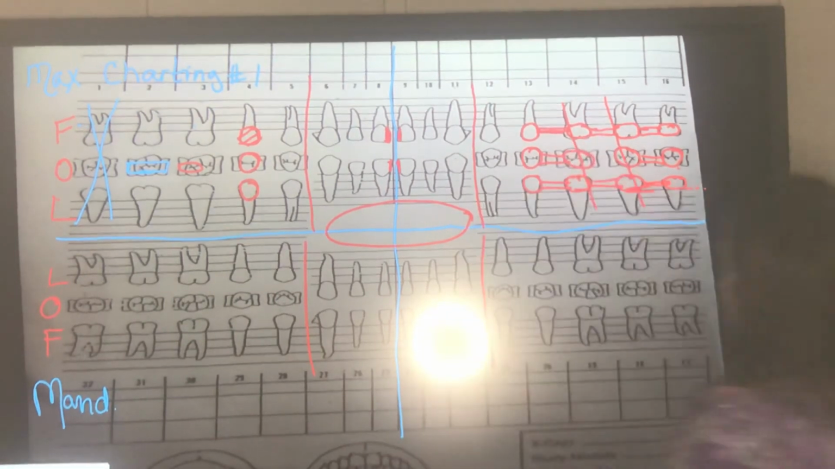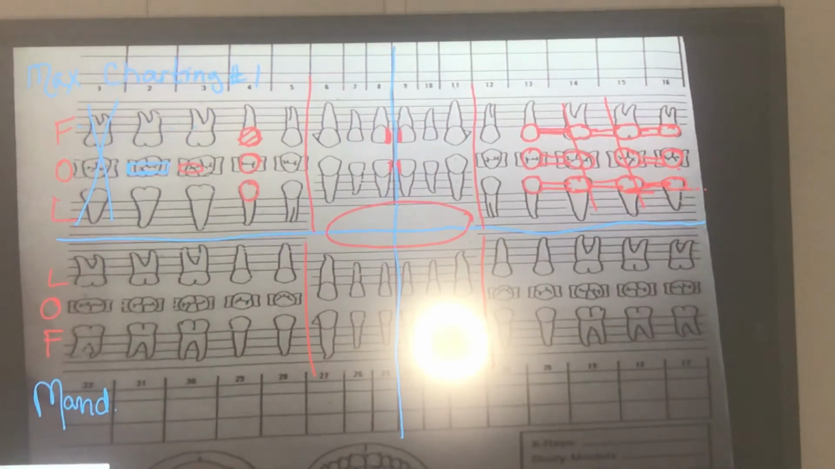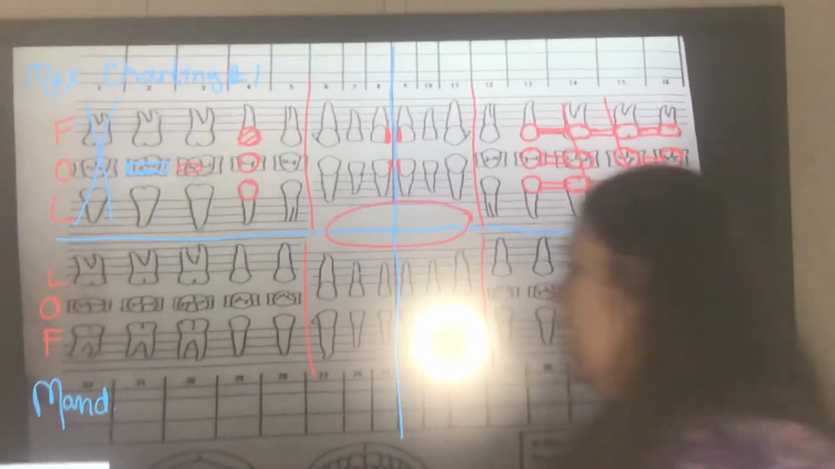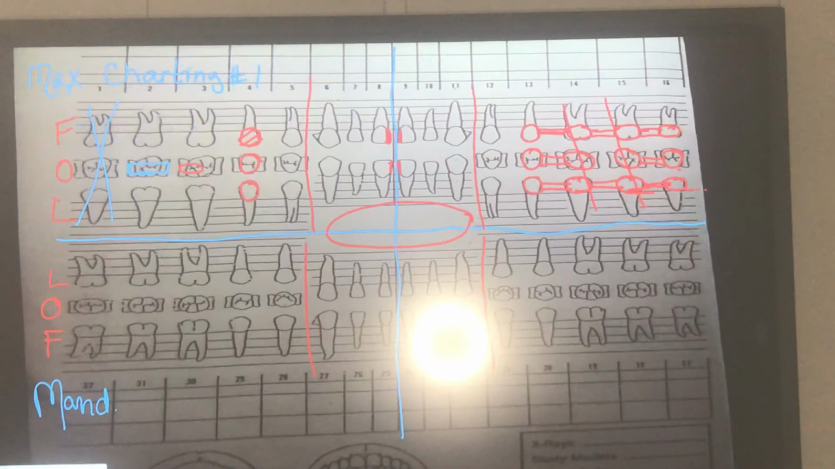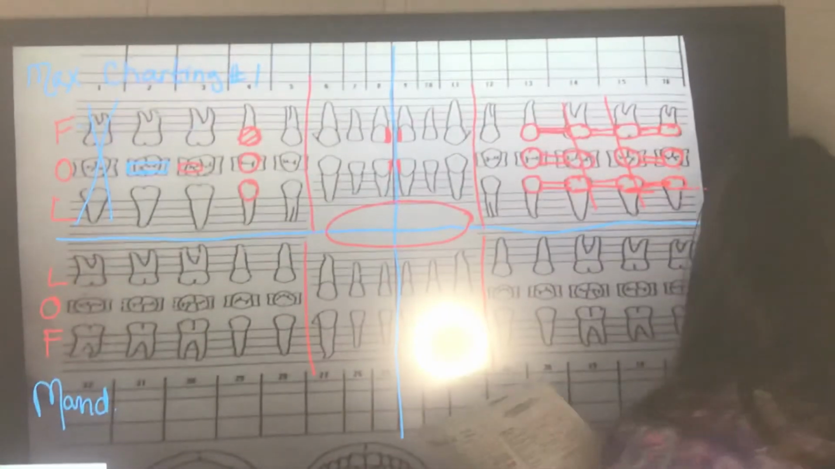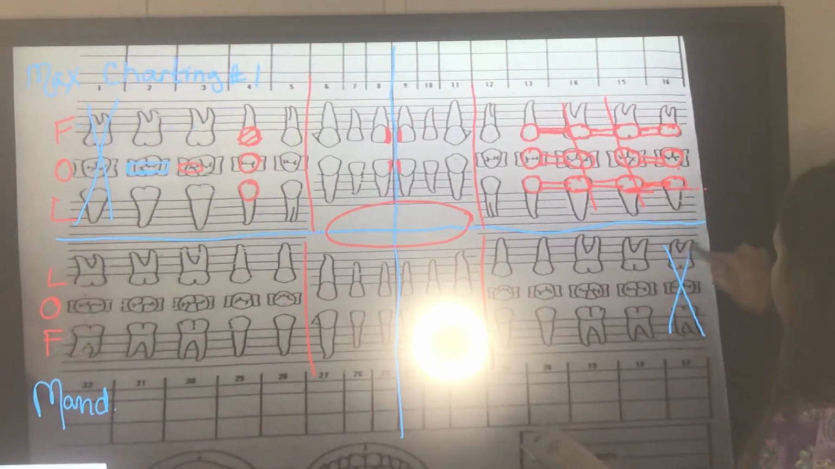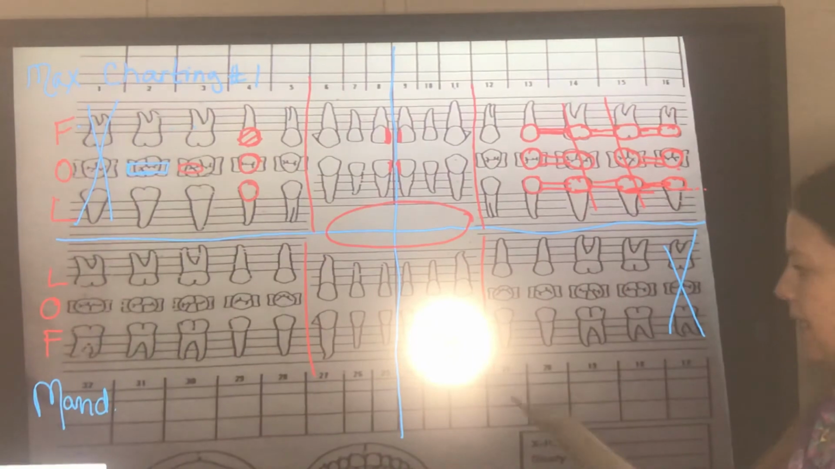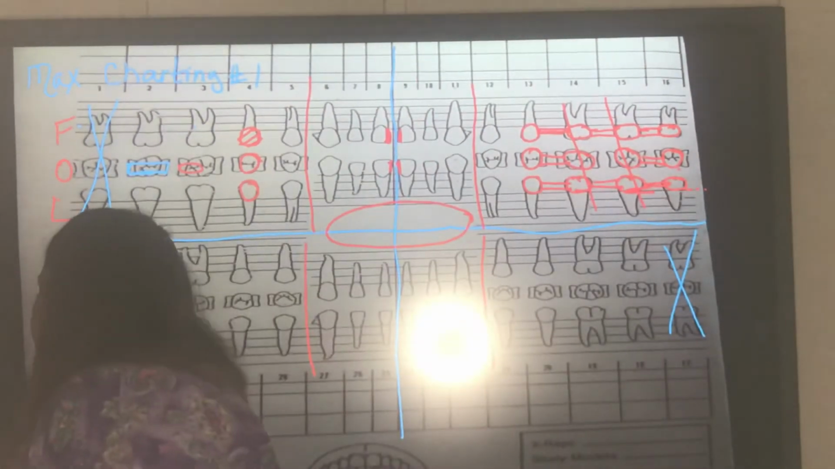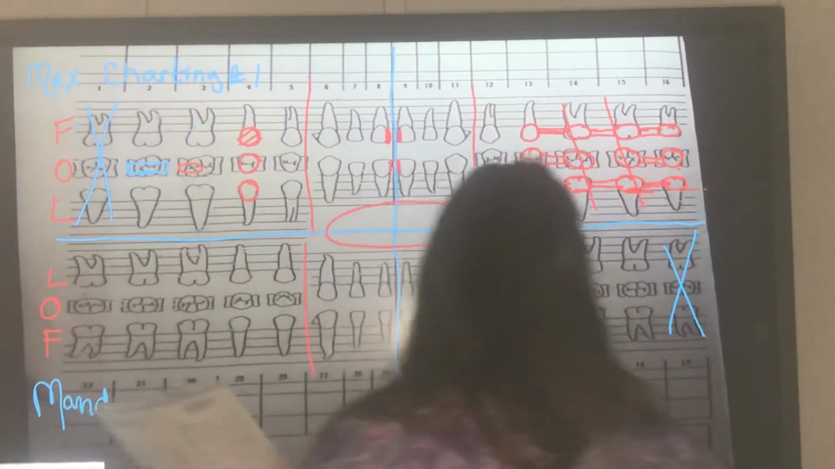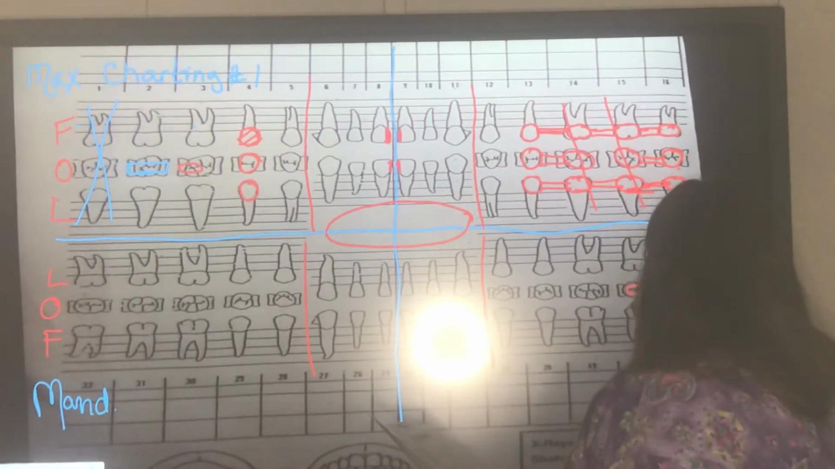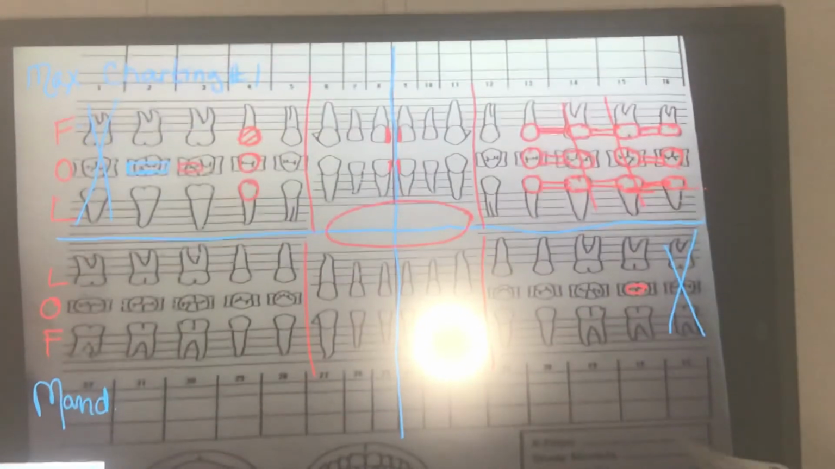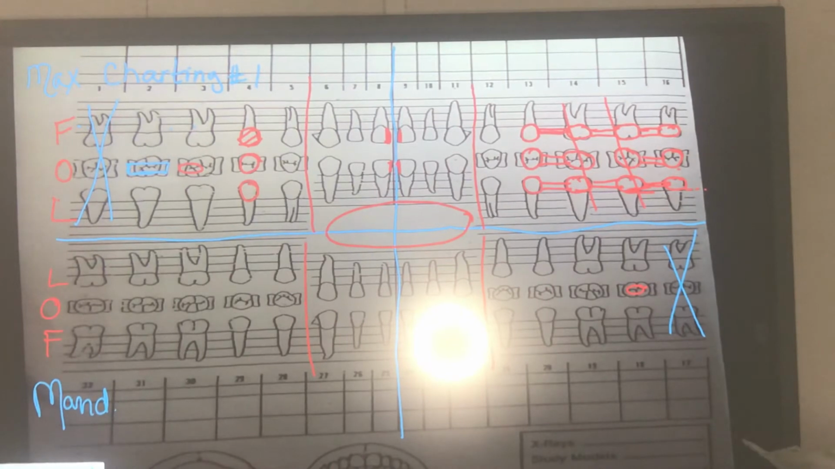Then we're going to go to the lower because we're done with the upper. And tooth number 17 on the mandibular arch is missing. So we're just going to cross that one off with an X as well. And then we go to tooth number 18. It needs an occlusal composite. So on this occlusal composite, you're just going to circle the occlusal surface of that tooth. Sorry, it doesn't need that little squiggly line at the end.